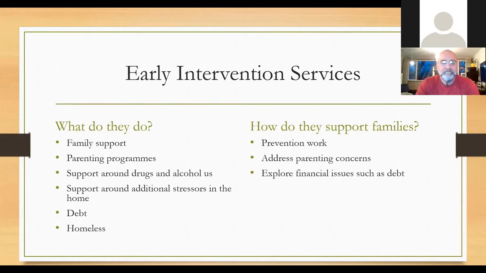And also they offer support around additional impacts in the home. So things around domestic abuse, debt, and whether there's issues around the home, about whether there's a risk of the family being evicted. That's what the early intervention services are there for. And they support families by doing prevention work. As I said, the parenting programs are an example of that. And also if as a parent you have any parenting concerns, if there are any issues around, say, finance, that may be impacting on your ability to parent your child, then the early intervention services are available to offer support within that.